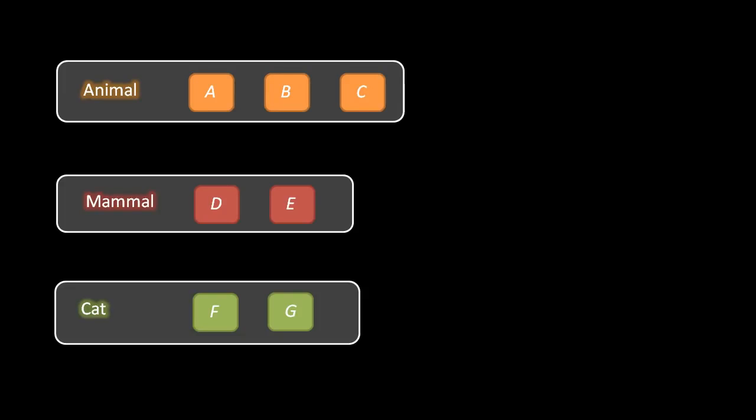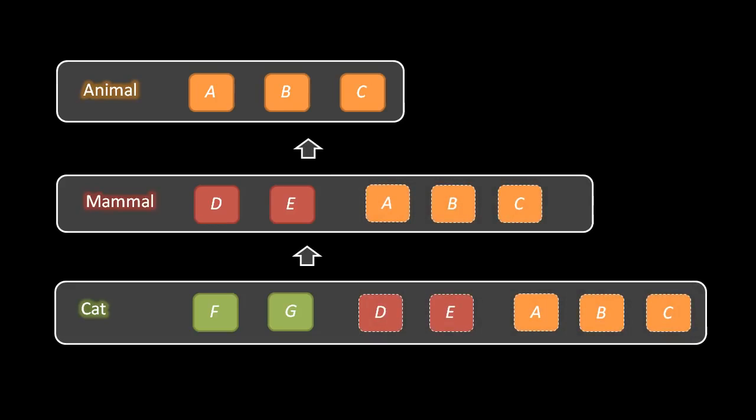So for example, say we have 3 classes, one called animal with the members A, B, and C, one called mammal with the members D and E, and another cat with the members F and G. For our purposes here, it doesn't matter which of these members of the classes are fields and which are methods. In any case, if we link these classes together by inheritance, such that cat inherits from mammal and mammal inherits from animal, well, what that will mean is that the mammal class will automatically inherit all of the members of the animal class, and in turn, the cat class will inherit all of the members of the mammal class, including the members which mammal itself inherited from animal.